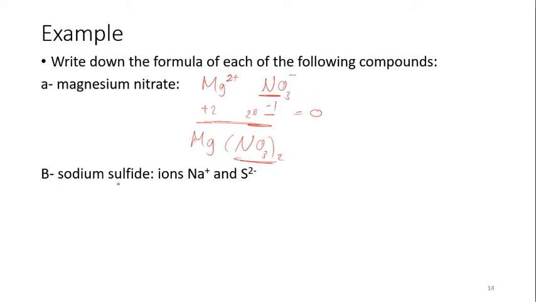Second one, sodium sulfide. If I know that sodium is equal to positive 1 and sulfide is equal to negative 2, this means this here is positive 1 and the one here is negative 2. To be able to get 0, this means I have to multiply the sodium by 2. So my formula would be equal to Na2S.